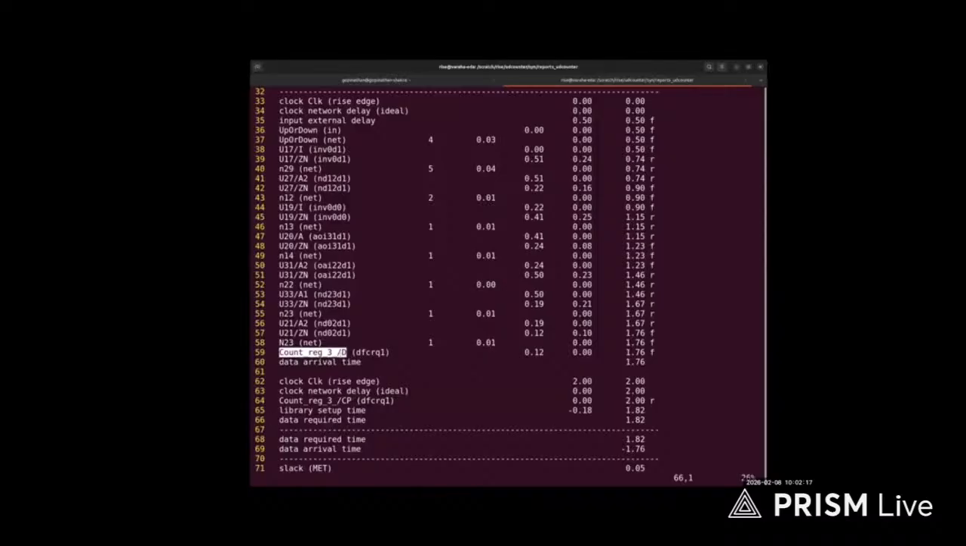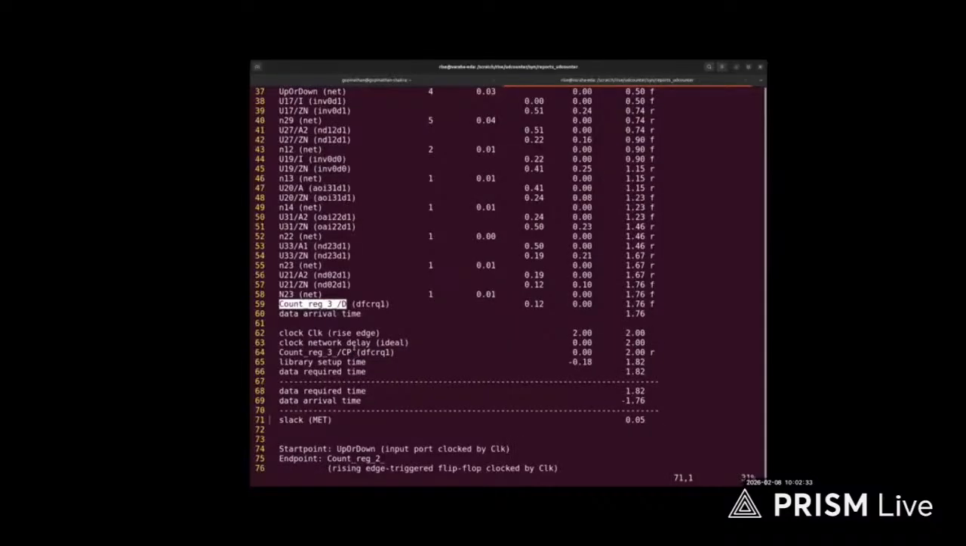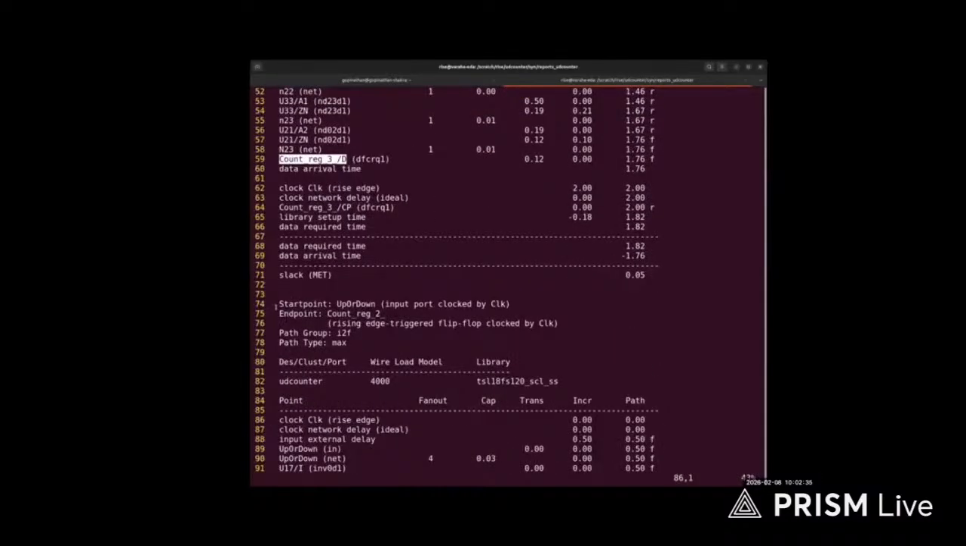Any doubt until now? So how do you know there is only one input to flip-flop path? There will be multiple paths. This is one of the paths, and you will have the next path here. If you see at line number 74, this is the next path, which starts from the same up or down pin and goes to count reg 2. Previously it went to count reg 3. Now in the second path, it goes to count reg 2, starting from the same input pin.